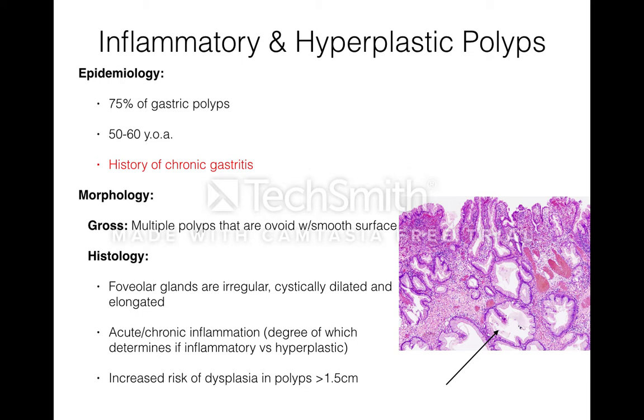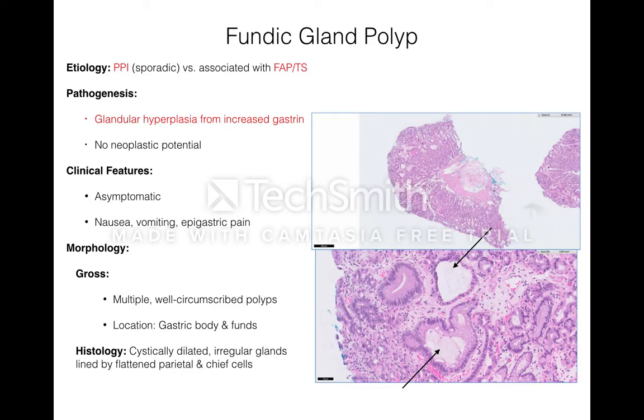On microscopic exam, you can appreciate these irregular foveolar glands that are cystically dilated and elongated. The frequency in which dysplasia develops is related to the size of the polyp. So there's an increased risk of dysplasia in polyps greater than 1.5 centimeters. And here you can just appreciate those really enlarged, dilated glands.